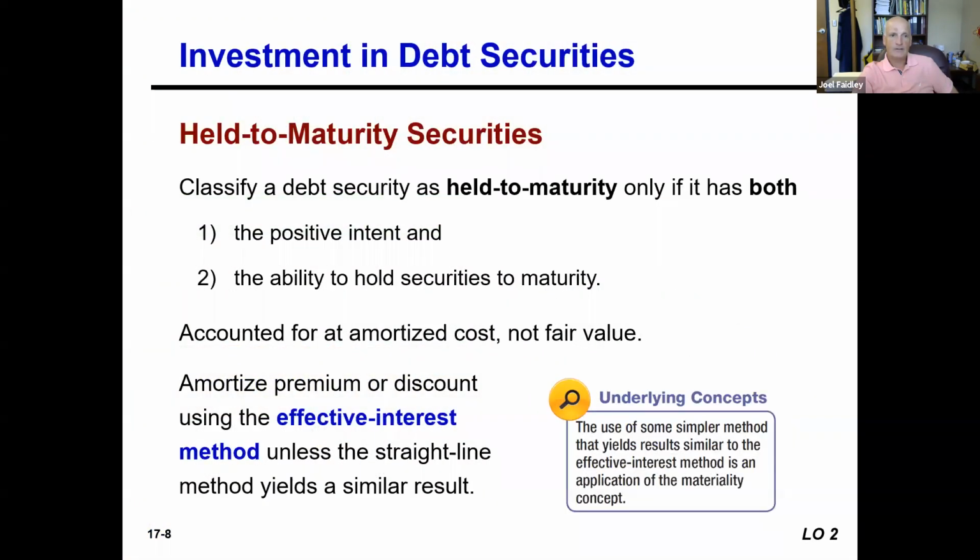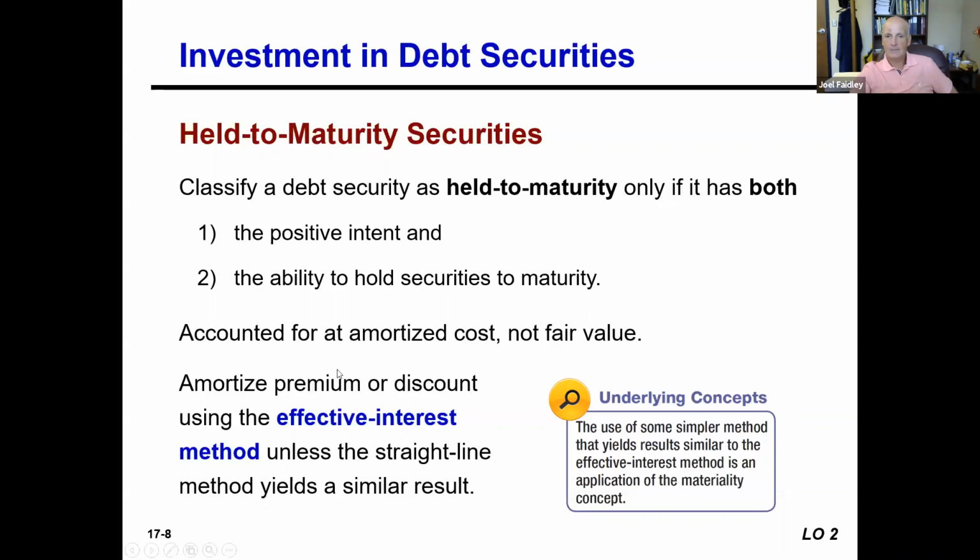All right, so let's go through an example here of a held to maturity. Again, you have to have a positive intent that you intend as management team to hold this investment to maturity, and you have to have the financial ability to do that, meaning you don't need the cash. Very important. And we're going to use, again, the effective rate of interest method to amortize this investment.